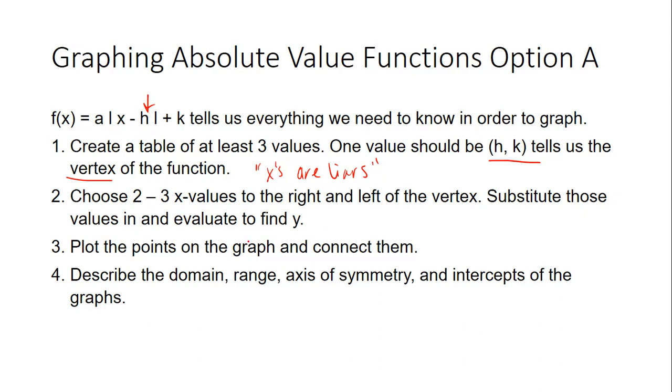Okay. All right. Choose 2 to 3 x values to the right and left of the vertex. You're going to substitute those values in and evaluate to find y. Okay. All you're doing is going through the order of PEMDAS. Okay. Absolute values count as part of the P of PEMDAS, because you got to do the inside first. All right. And then you're going to plot the points in the graph and connect them. How do you connect them? You connect them by identifying your slope and using your slope to connect your points.